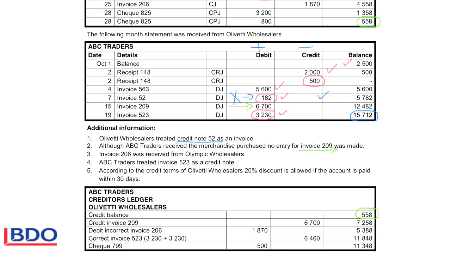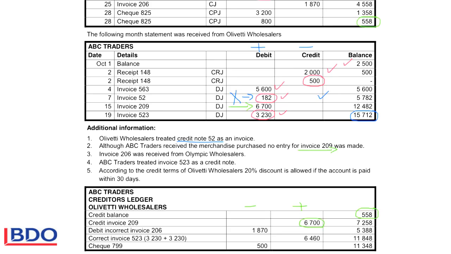And I will show that in the creditors ledger, the creditors increase on the credit side, decrease on the debit side. So if there's an invoice, it means that goods were bought and the debt must increase. That's why I will put the 6,700 on the credit side, and I will add it to the 558 to determine the new balance, 7258.